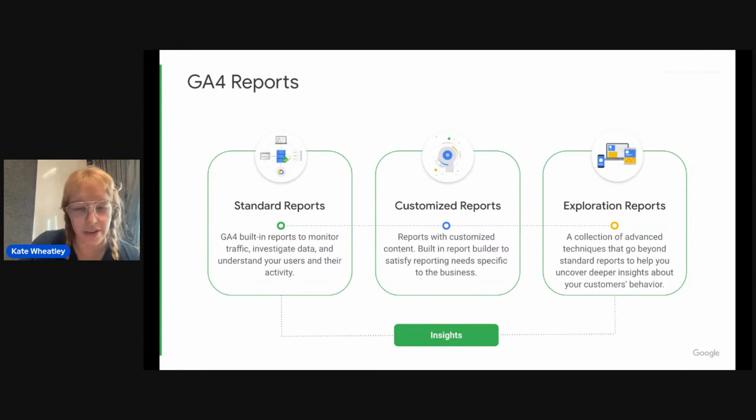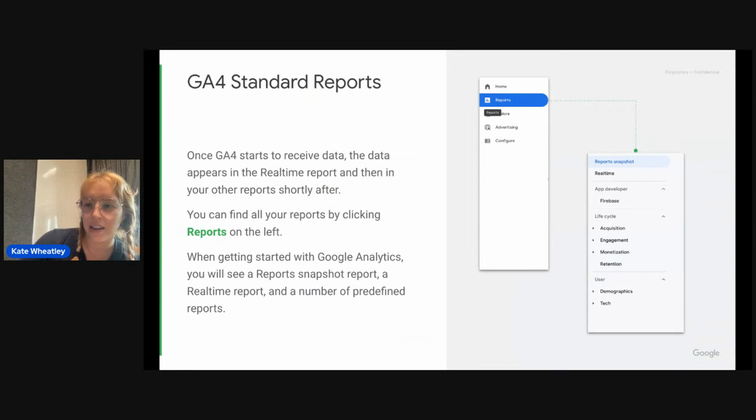All right, that's my little overview. Now we're going to go into each one in detail, and I'll show you what it looks like in the platform. So first up, your standard reports. If you've opened GA4, you've probably found this part of the UI already. They live on the left-hand side of your screen and under the reports section.